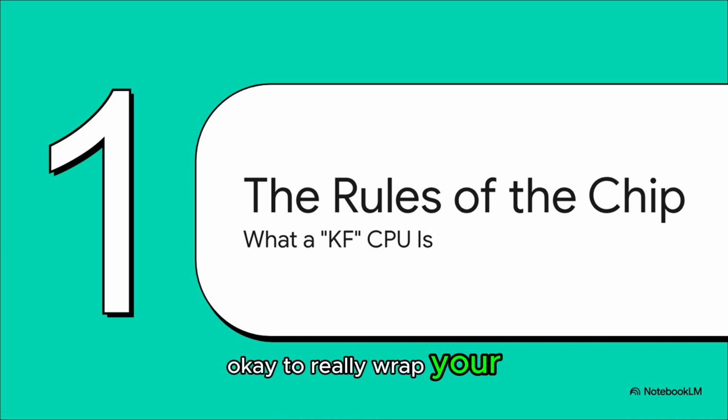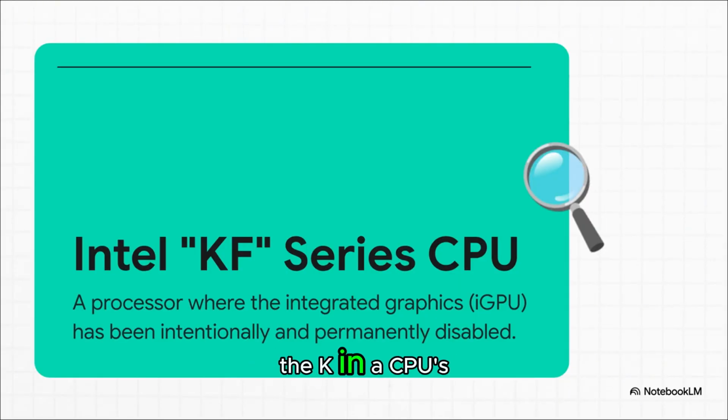Okay, to really wrap your head around just how bizarre this is, we need to lay down the ground rules. We have to talk about how these chips are actually made and what those letters in the processor's name really mean. You see, the K in a CPU's name just means it's unlocked for performance tuning, which is cool, but not our focus. It's that F. The F is the key to this whole mystery. That letter is basically a promise from Intel that says, hey, the built-in graphics on this chip, they don't work. It means you have to use a separate graphics card.